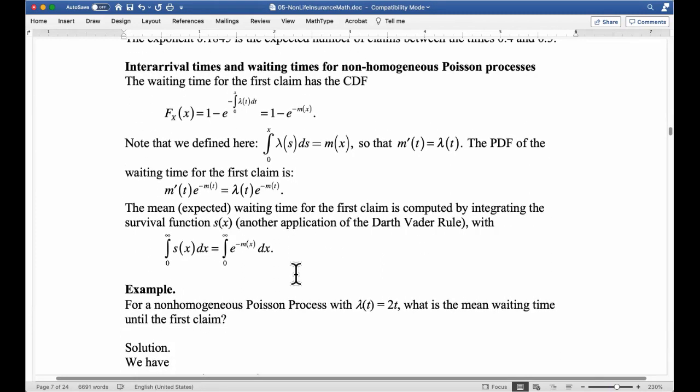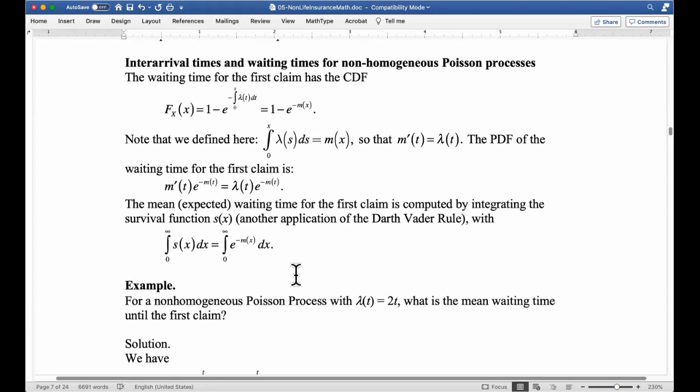Now, we'll look at those inter-arrival times and waiting times for non-homogeneous Poisson processes. For homogeneous ones, they are exponential. The waiting time for the first claim has the cumulative distribution function of 1 minus e to the minus integral from 0 to x of lambda of t dt. And we called this thing m of x before, so this is 1 minus e to the minus m of x. The integral from 0 to x of lambda of s ds is called m of x, so that m prime of t is equal to lambda of t.